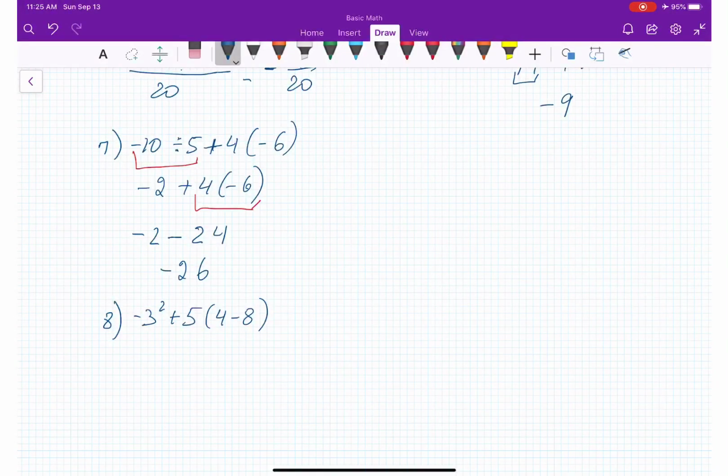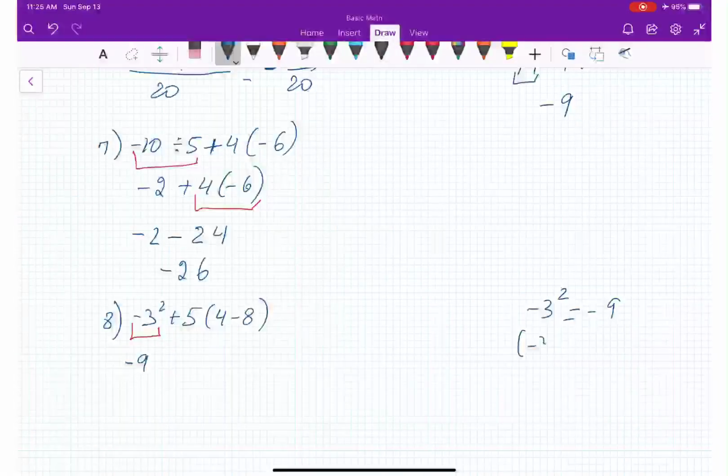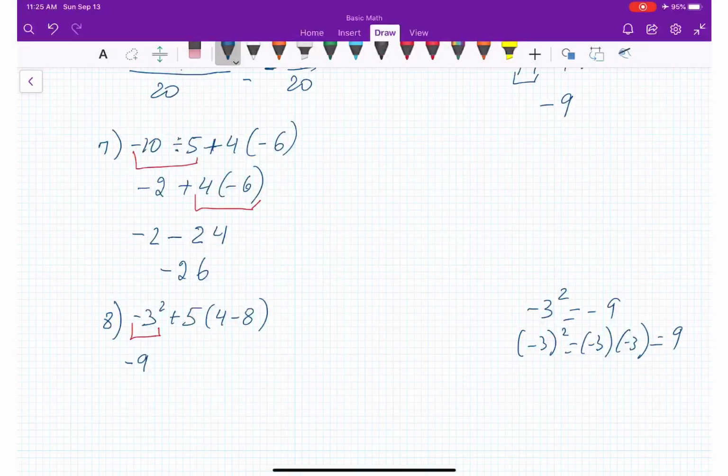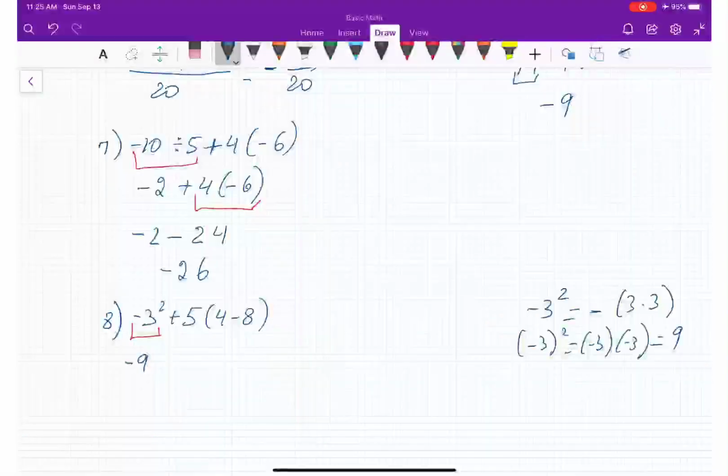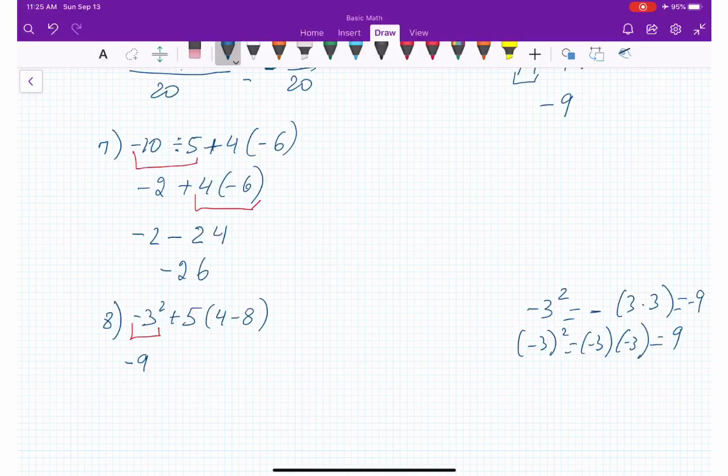So first operation, it's going to be negative 3 squared. It's going to be equal negative 9 because we don't have parentheses, remember? But if I do parentheses negative 3 squared, it's going to be negative 3 times negative 3. It's going to be positive 9, right? Here, in this case, it's going to be negative 3 times 3, which will be negative 9. Okay?